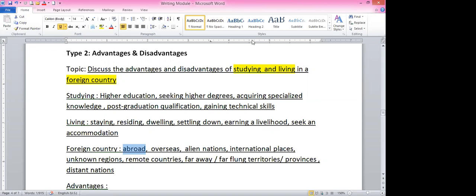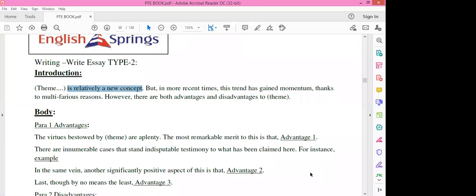Okay, so coming back to the template sentence. Swarna, is it clear how we paraphrase the topic sentence? We're choosing the keywords, finding the alternatives, and using those alternatives we are creating the paraphrased theme. So seeking higher education and settling down abroad or earning a livelihood abroad is relatively a new concept. But, and follow the same point, full stop; in more recent times, this trend has gained momentum, thanks to multifarious reasons. Multifarious will be a hyphenated compound word, so please use it in that pattern.